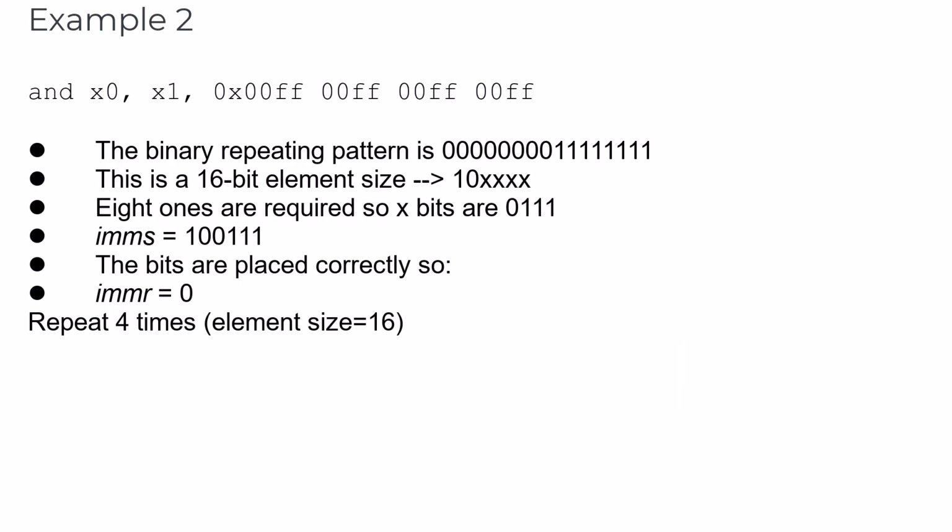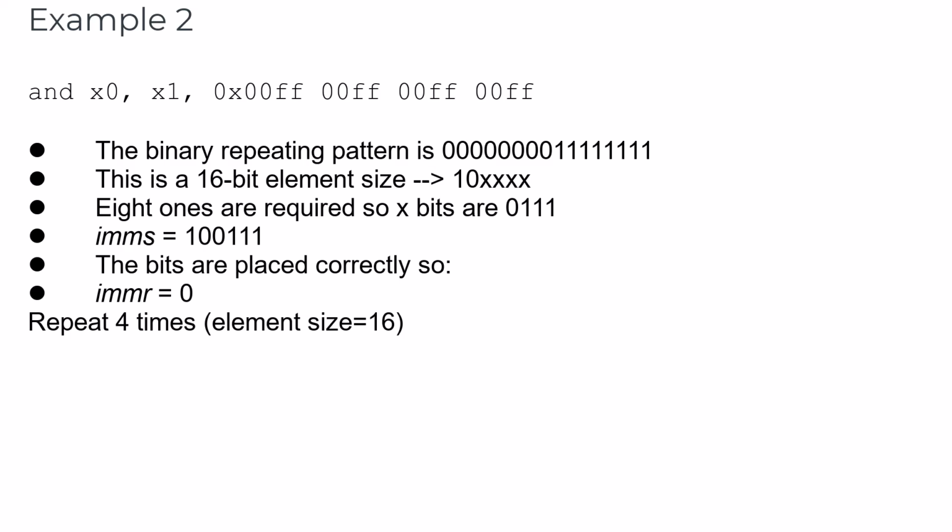Here is a second example showing encoding of logical immediate. This time we're going to use 16-bit elements. So you can see the repeated pattern is 00FF, 00FF, 00FF, and 00FF, so we require a total of 8 ones for the 2 Fs. This time we are dealing with a 16-bit element.